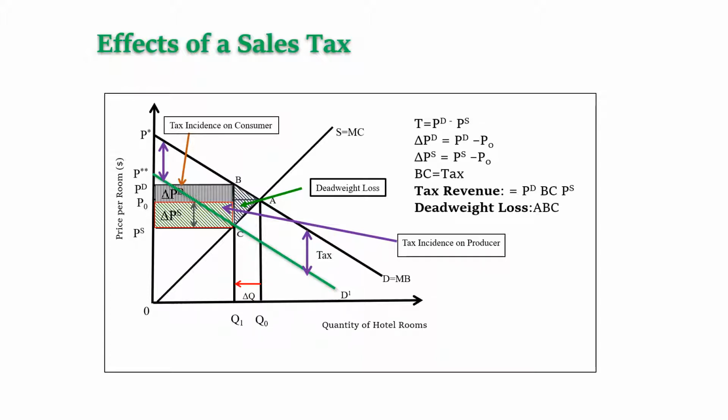Now, if you notice, the tax incidence on the consumer is this small rectangle here. That is the tax incidence on the consumer. And then the tax incidence on the producer is the producer surplus here, this whole triangle down here.